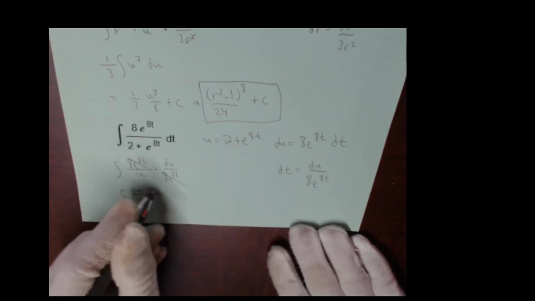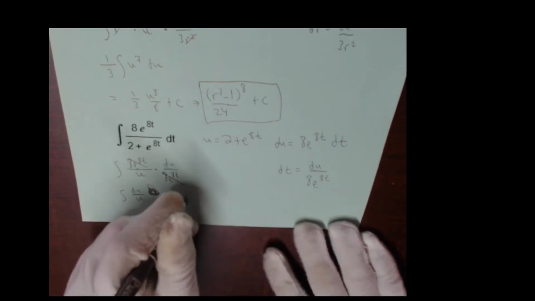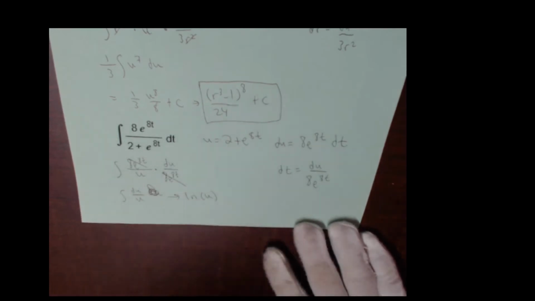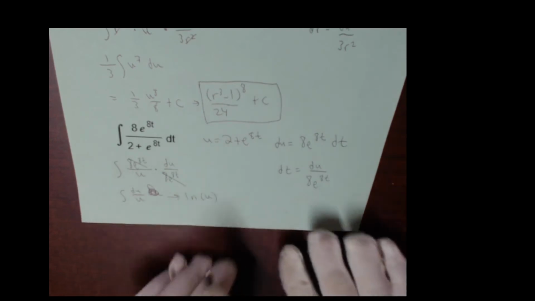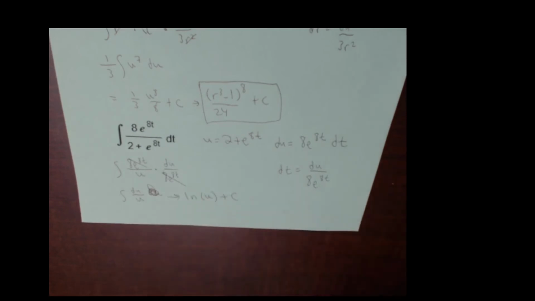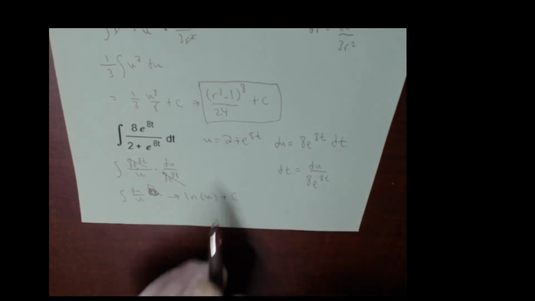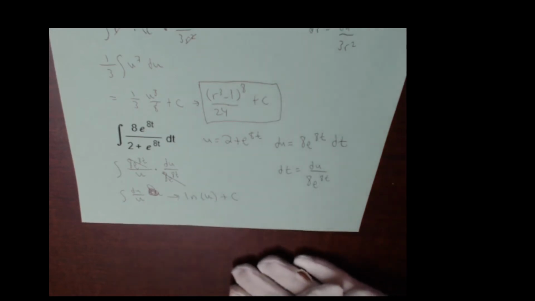Oh, I already have the du, sorry. Do you remember what that integral was? Hopefully you do. The answer is the natural log. Natural log of u plus c, technically it would be the natural log of the absolute value of u, but that makes sense because you can only put positives into a natural log.